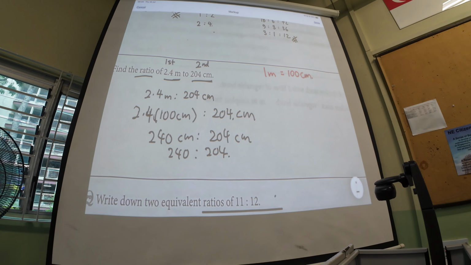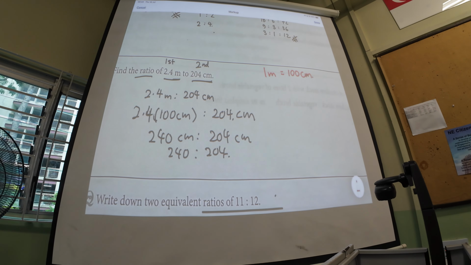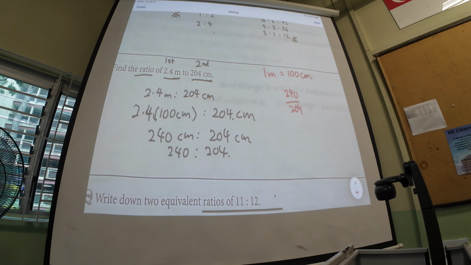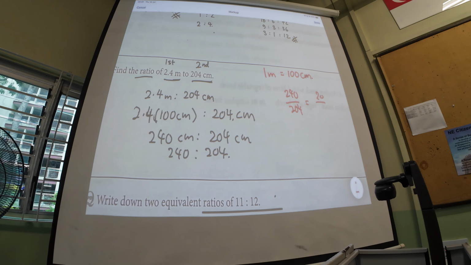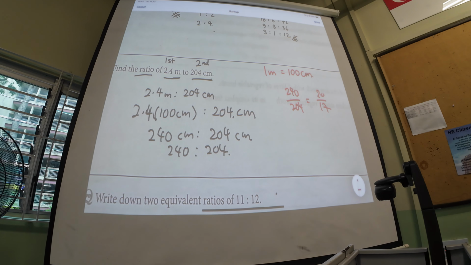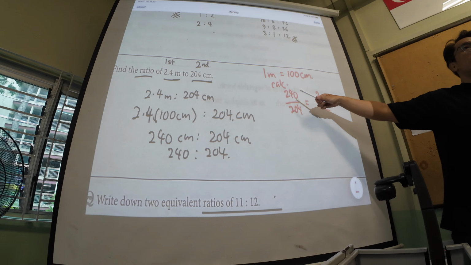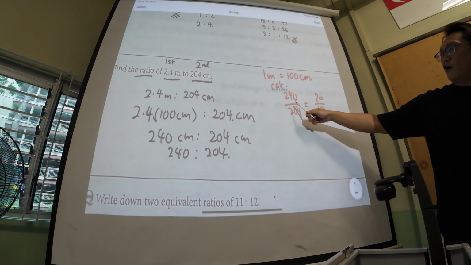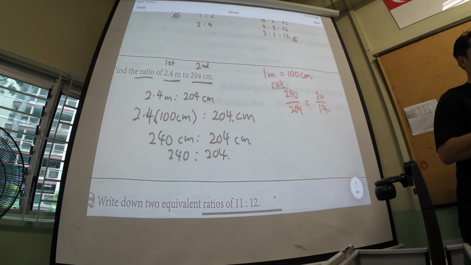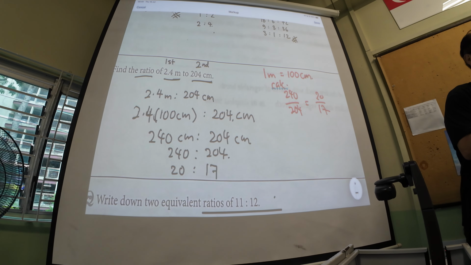Okay? So what I key in inside the calculator is like that. I key it as a fraction, 240 over 204. I press equal, my calculator shows me 20 over 17. So the calculator is telling me 240 to 204 is the same as 20 is to 17. Then I can simplify already. 20 is to 17.